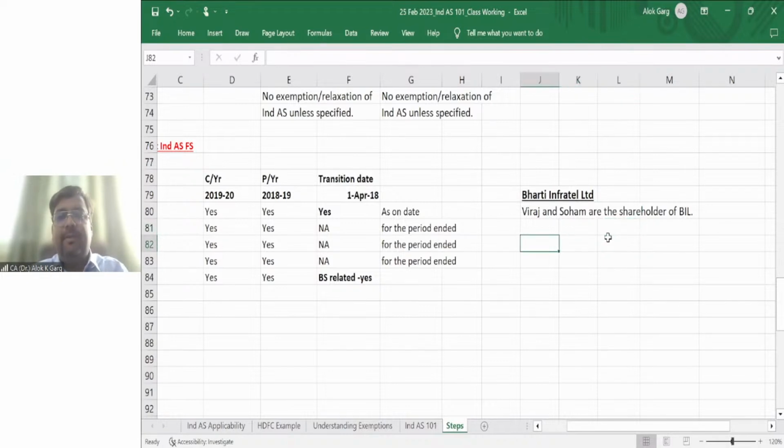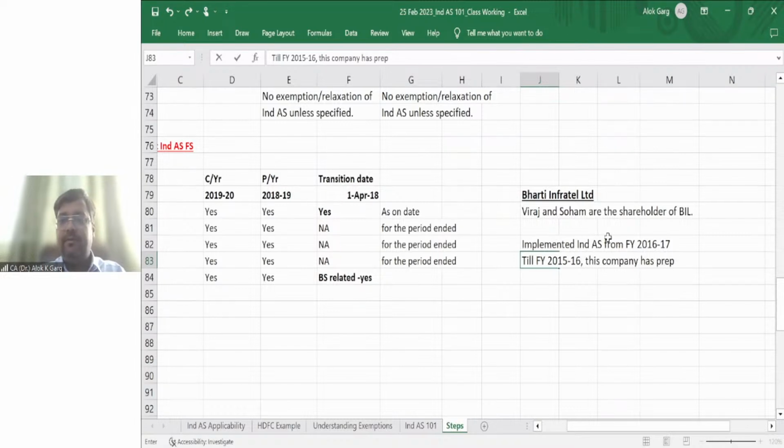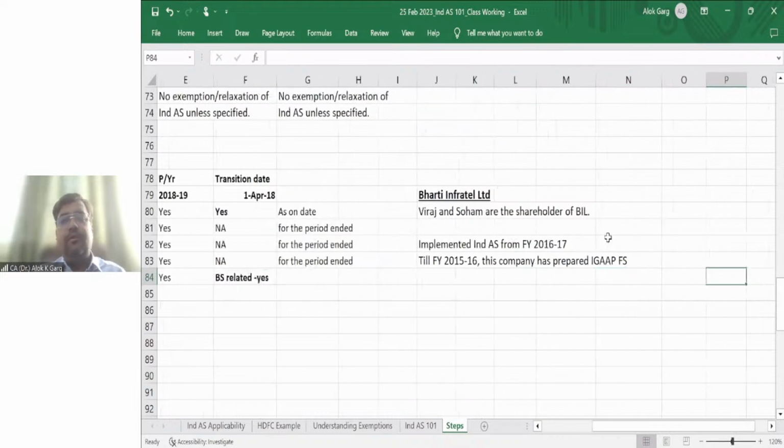This company has implemented Ind AS from FY 16-17. Which means in FY 15-16, this company had prepared Indian GAAP financial statements, AS financial statements, and this company was a debt company, and this company was having a lot of investments. When this company implemented Ind AS for the first time, which was 16-17, this was the first year when they implemented Ind AS.